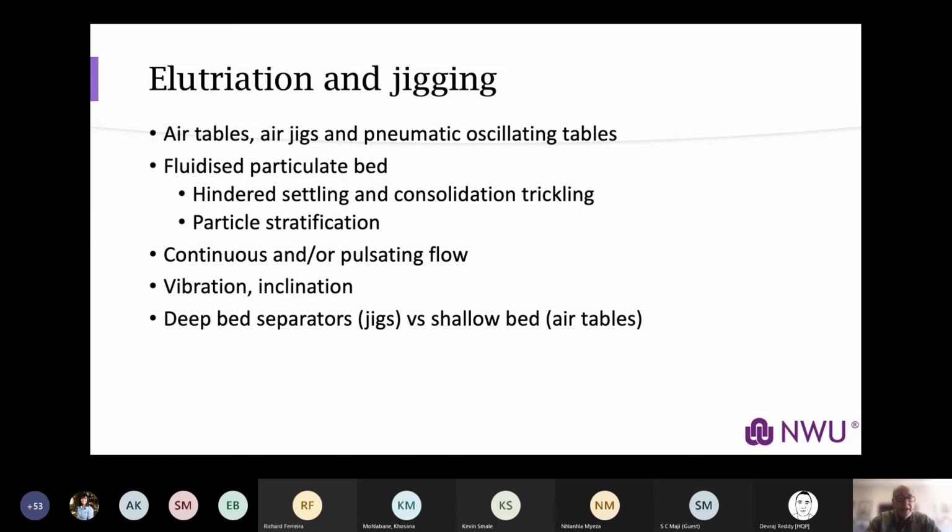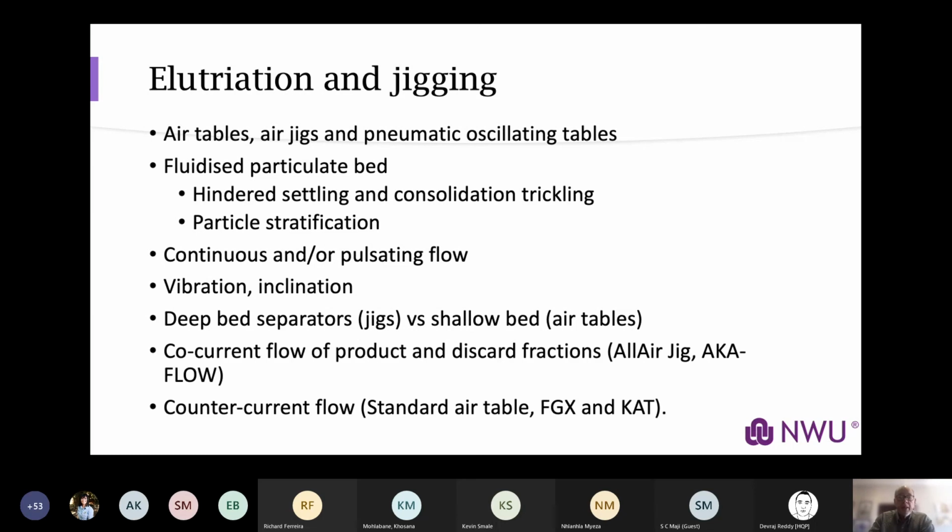You also get bed depth separators, like the jigs where you have a fairly big, deep bed. And the air tables, on the other hand, have this shallow table. So it's two slightly different mechanisms, where the one is flowing in air and the other one is more of a settling, stratification, consolidation, trickling mechanism that does the separation. And you have either countercurrent flow of product and discard, like the all-air jig, or you've got concurrent flow of the two products, the product and the discard, like the air table, FGX and the KAT. And again, the details about these things are available in literature.